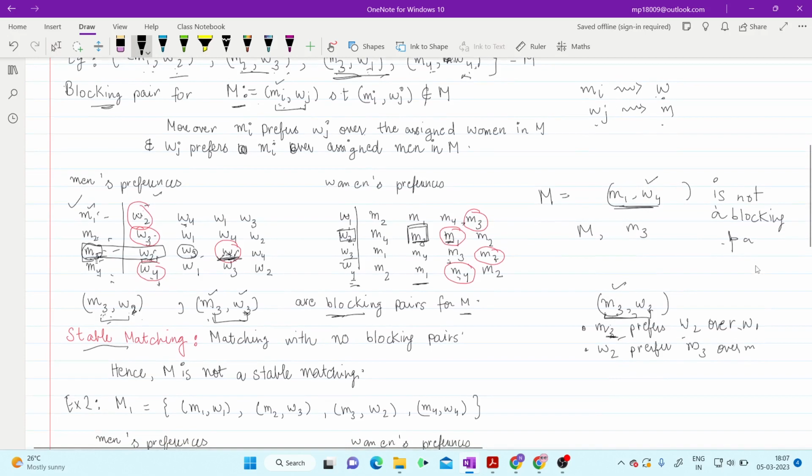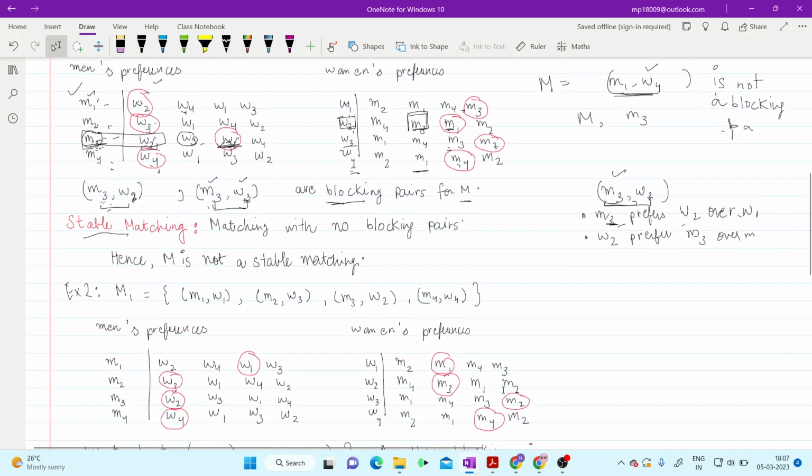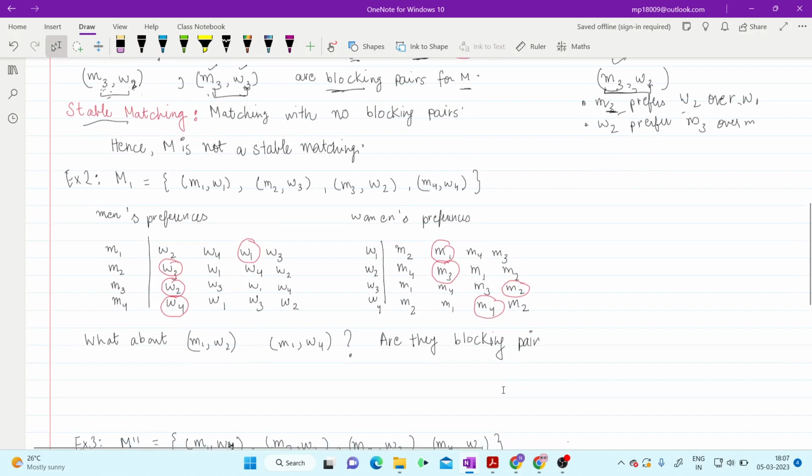A blocking pair is just one tuple, which I have defined. Now consider this different matching as my matching. M1 is assigned W1, M2 is assigned W3, M3 is assigned W2, and M4 is assigned W4. Similarly, this is the same matching in the women's list: M1 is assigned W1, W1 is assigned M1. Now we want to see if M1 W2 is a blocking pair.